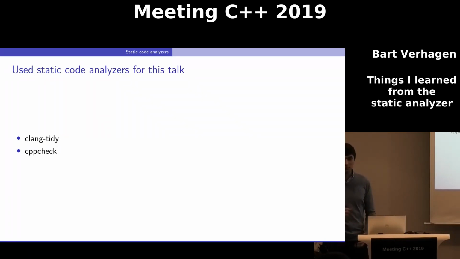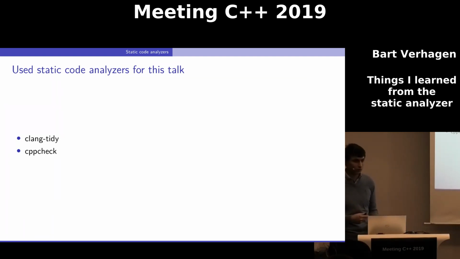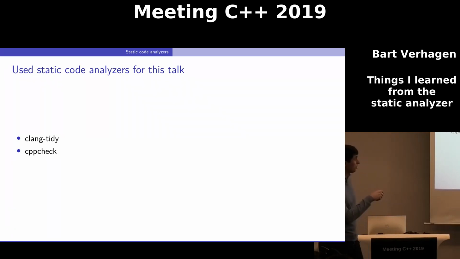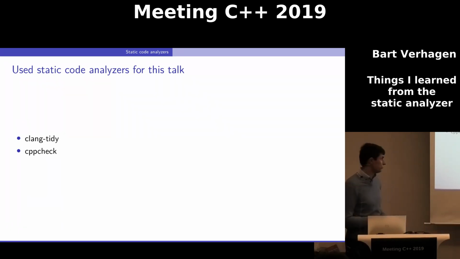This talk is mainly based on the remarks from these, but as I said, this is not a talk about how you should start using them, but more about the typical suggestions they give and to turn them into a habit. But just to show you, the static code analyzers that I've used for this talk are mainly Clang-Tidy and cppcheck, both of which are free and open source. And so you can, if you want to, start using them today.